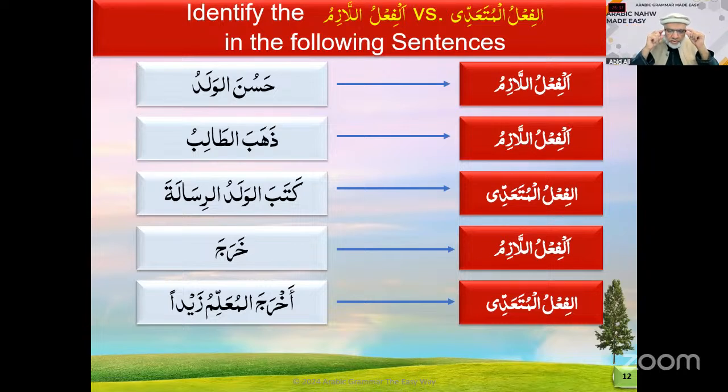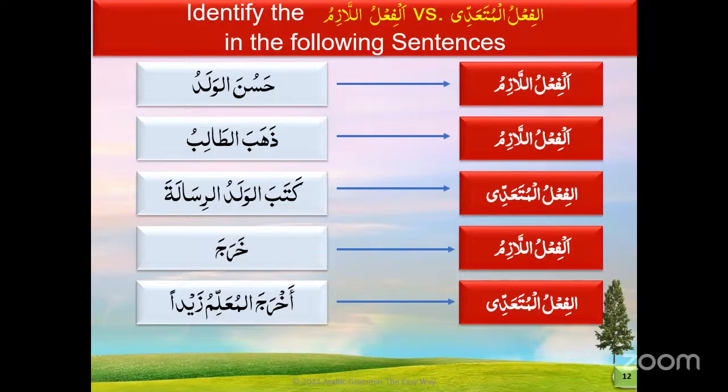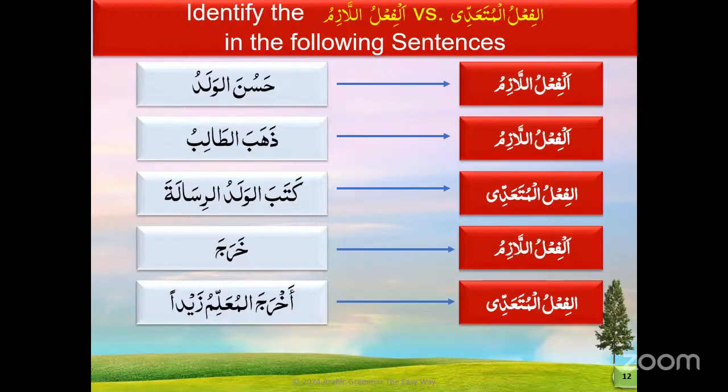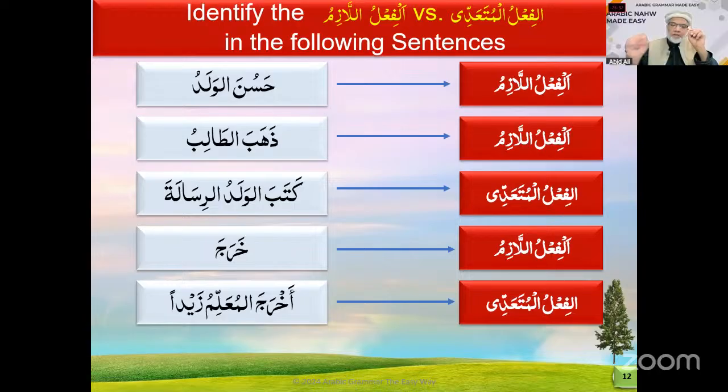Brother Mujib, question? Actually, you know that in that sentence, kataba al-waladu risalata, should it be fi'l lazim? Why? No, look, even form 1 also has the fi'lul lazim and mutaaddi concept.